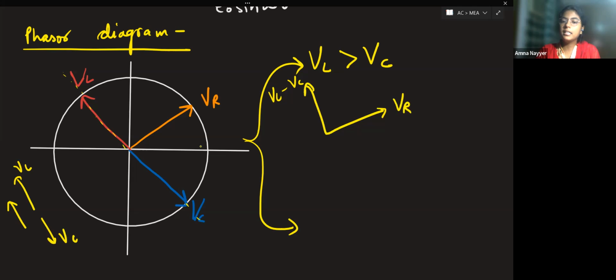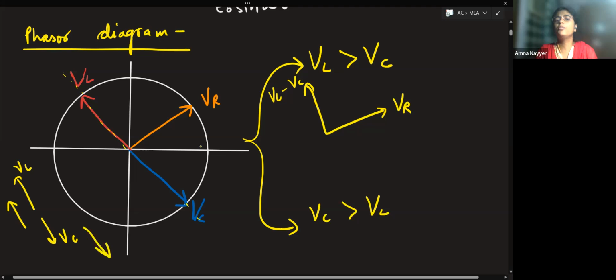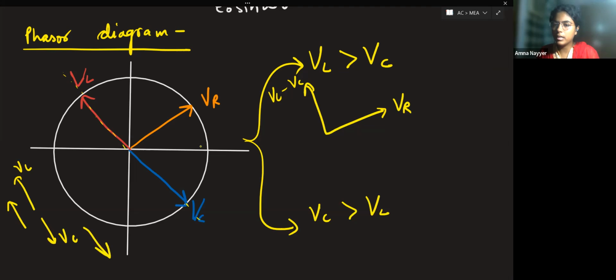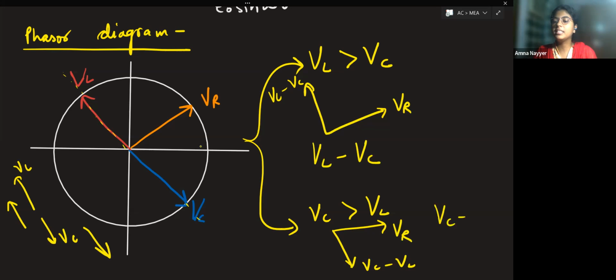Understood? And the other case that is possible is VC greater than VL. If VC is greater than VL, then the net resultant, if you have two vectors, 3 Newton and 2 Newton, where do you have the net resultant? Towards 3 Newton, and magnitude will be 1 if they are separated by 180 degrees. Similarly here as well, VC is greater than VL. So the resultant will be, this is VR and this becomes VC minus VL. So here you will have VL minus VC, and here you will have VC minus VL.